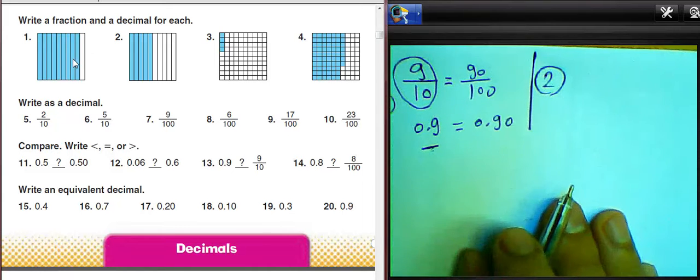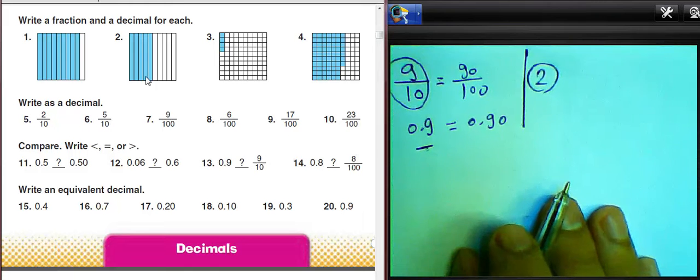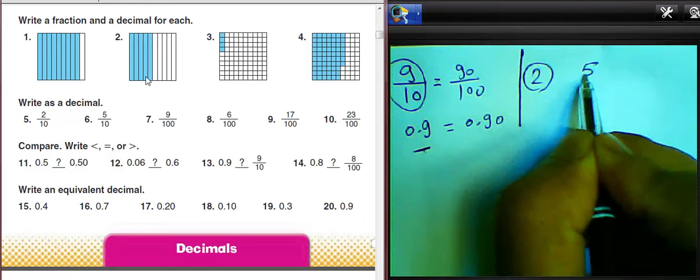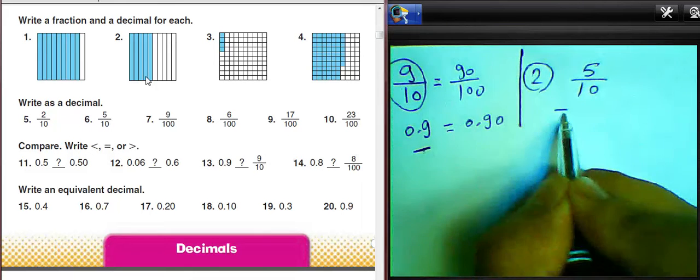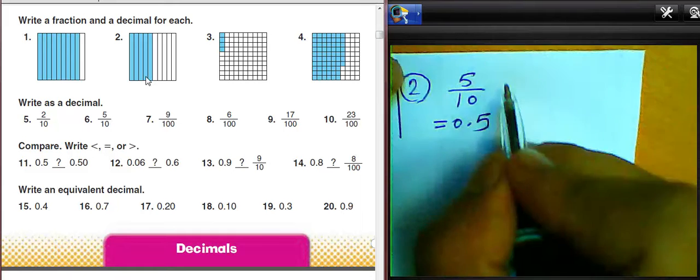Question number 2, we colored. He colored how many parts? 1, 2, 3, 4, 5. 5 over 10. He colored half of this shape. 5 over 10 equals 0.5. Question number 3.